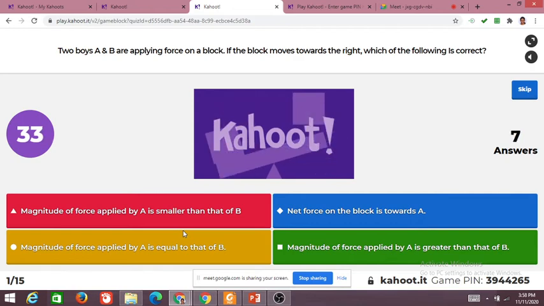So, I'll read the question again. Two boys, A and B, are applying force on a block. If the block is moving towards right, which of the following is correct? I'm not able to drive, ma'am. It is loading. Okay. It says pure genius and it was loading. Maybe after, now you have to answer.